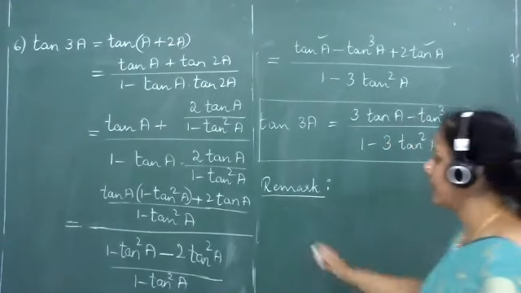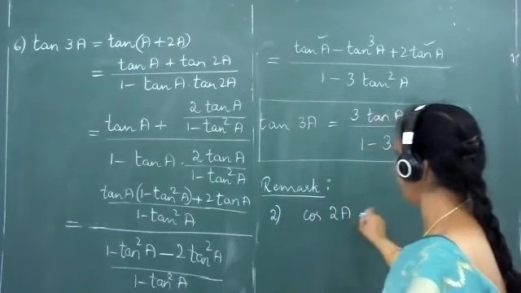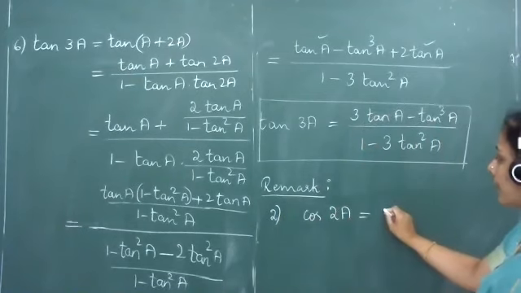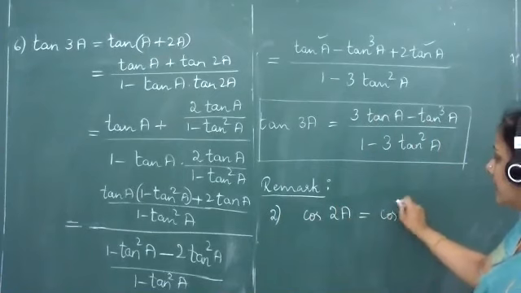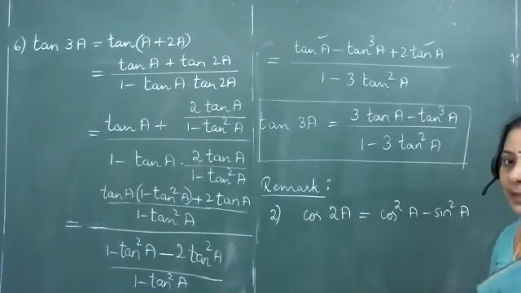Let us see the second one now. We have the cos 2a formula. Cos 2a we have seen as equal to cos squared a minus sin squared a.